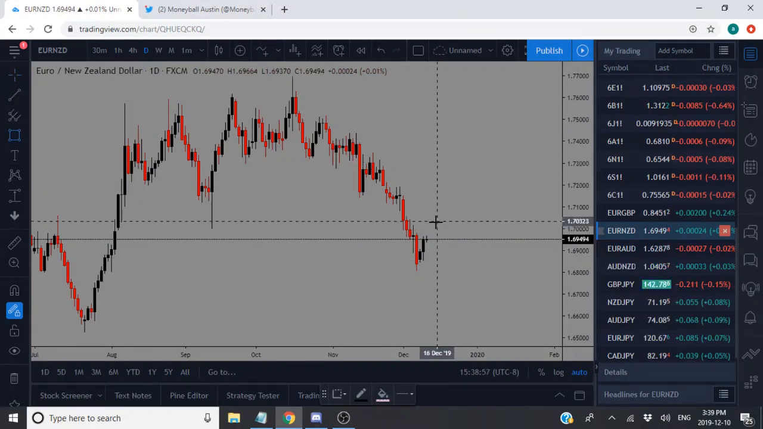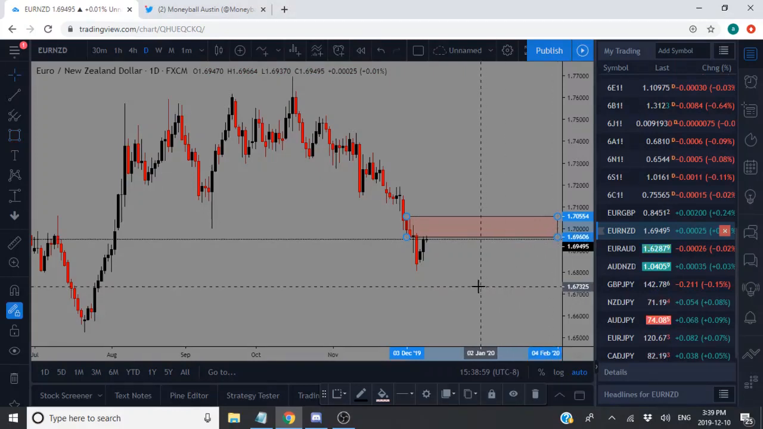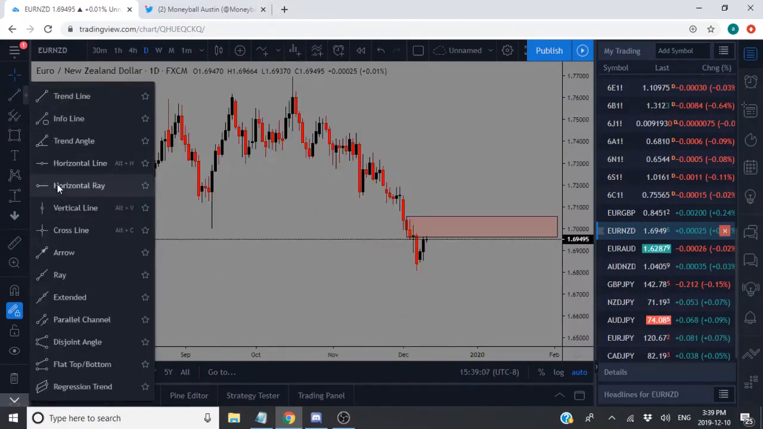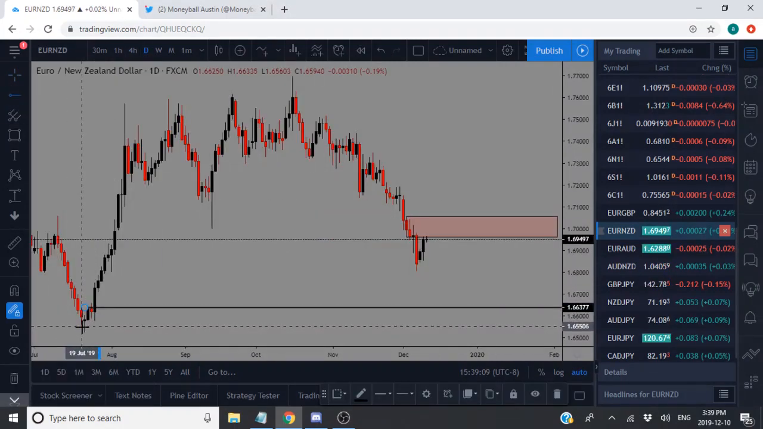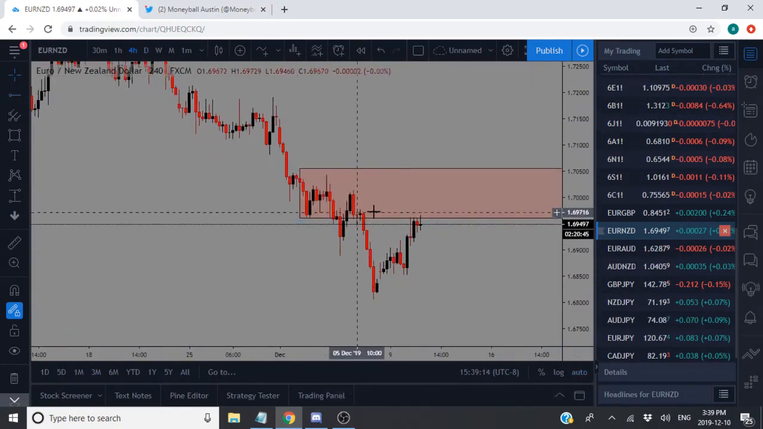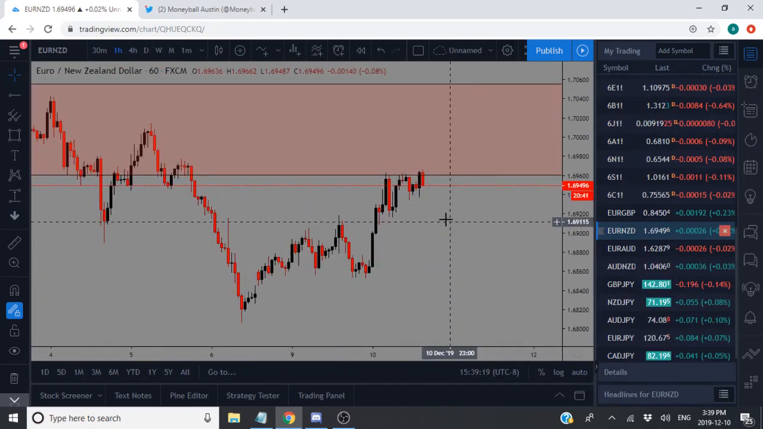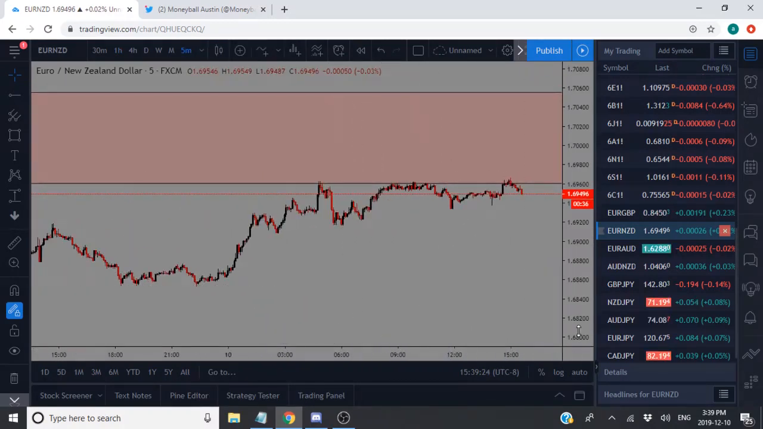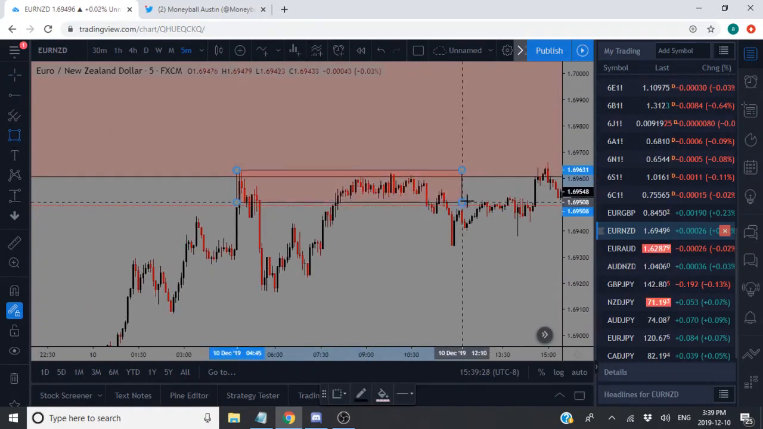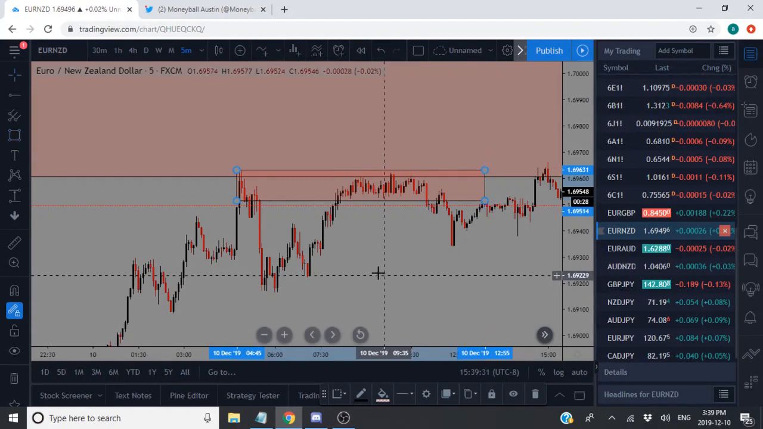Euro New Zealand. This was an area of supply that I was actually trying to sell at today. We had price come up into daily supply. As for daily demand, I would look for buys down there. So definitely want to be looking for sells right now. Prices were coming up into daily, 4-hour supply too. And then there was this 5-minute zone that I was watching. It was this one right here. That was the supply I was trying to catch.